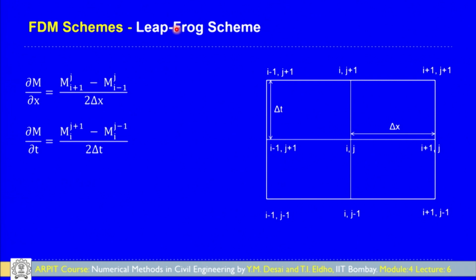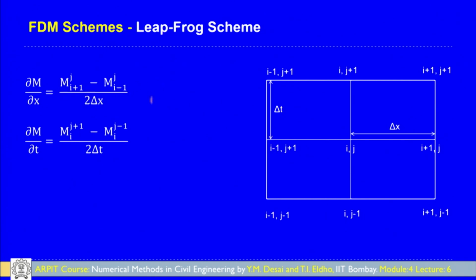Then another type of explicit scheme is called a leapfrog scheme. Here we consider this point i, j, then this is i+1, j, this is i-1, j, and here this is not j+1, but j only. So, this is i, j+1, i+1, j+1, this is i-1, j+1. If you consider this, the first derivative del m by del x is equal to m(i+1, j) minus m(i-1, j) grid point, divided by 2 delta x.